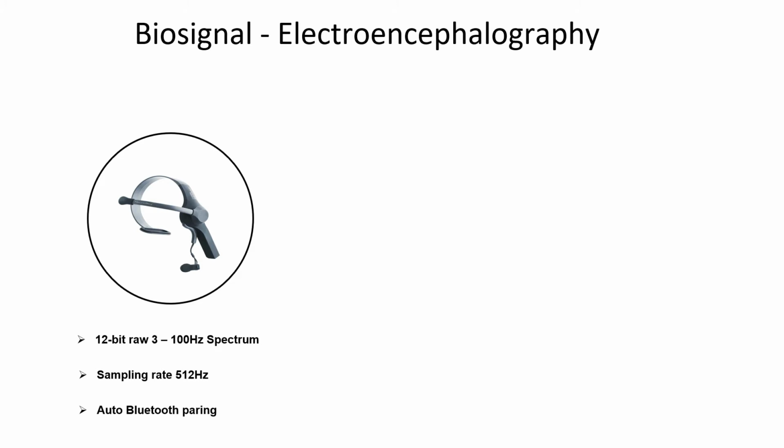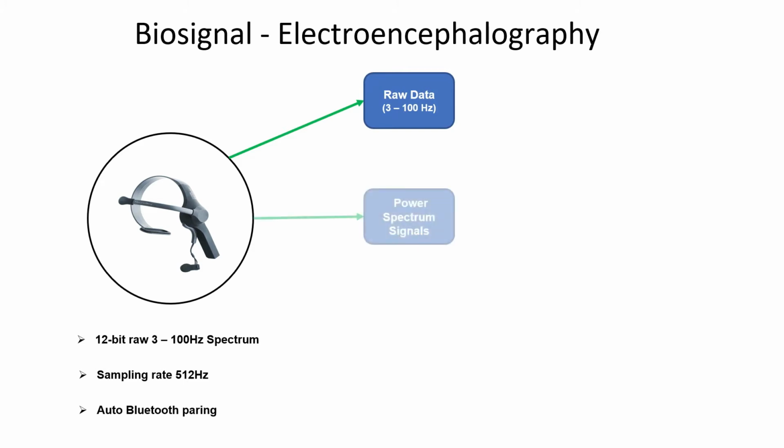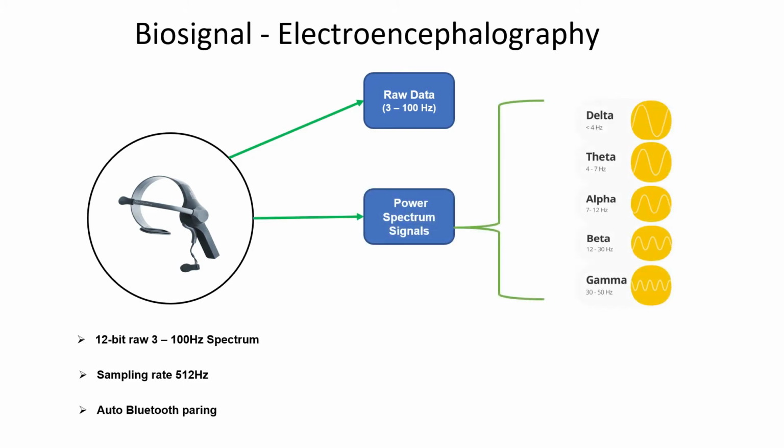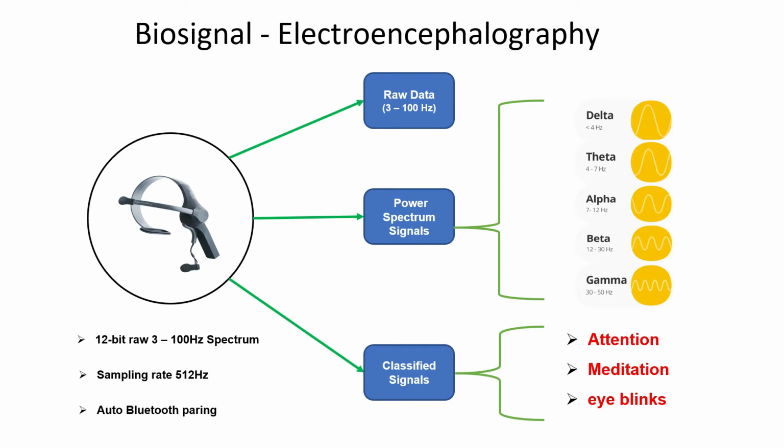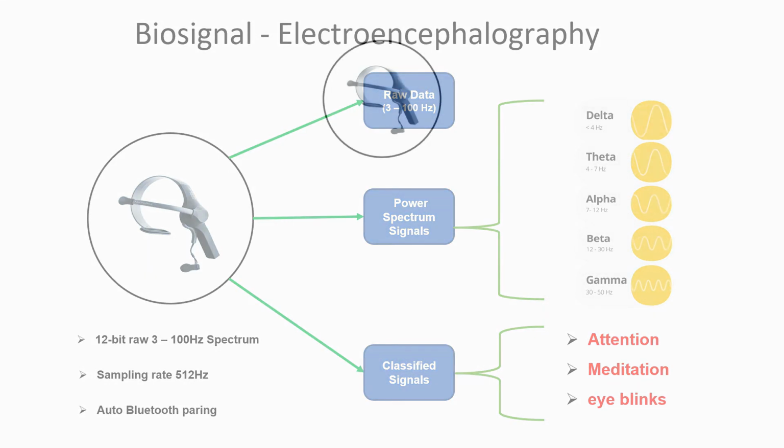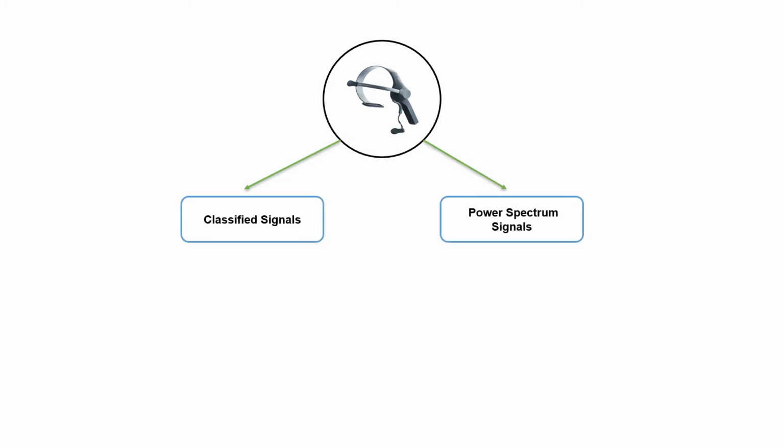First, we get a whole raw brainwave spectrum. Then we get EEG power spectrum signals such as alpha, beta, gamma, theta and delta. We also get classified signals such as attention, meditation and eye blinks. Our work here is divided into two parts. We are going to use classified signals and power spectrum signals to operate our wheelchair.